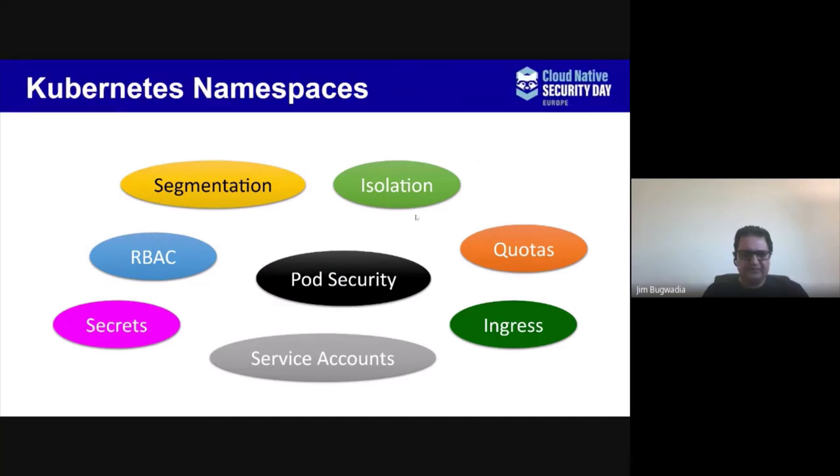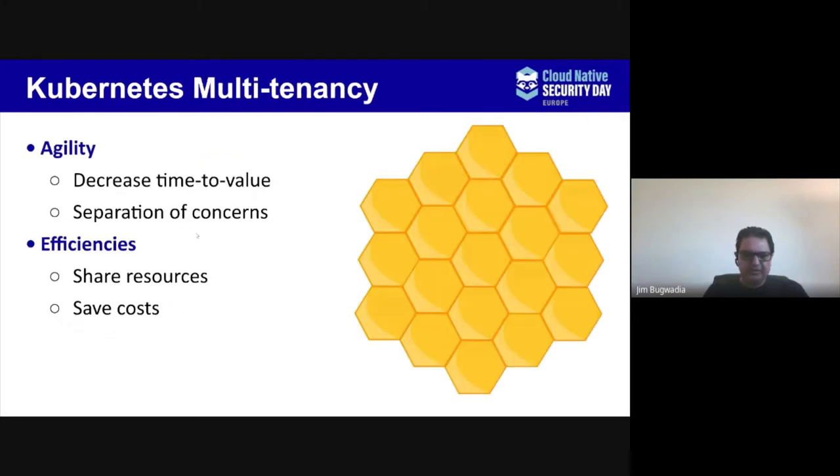So in Kubernetes, namespaces are a fundamental building block for segmentation, isolation, and a number of other Kubernetes resources, such as roles or role bindings, secrets, quotas, all of these also build on top of namespaces. When Kubernetes is used within an organization, and every organization, of course, is looking to deliver value faster to their customers, to increase efficiencies, multi-tenancy very quickly becomes important as a way of achieving some of these goals.